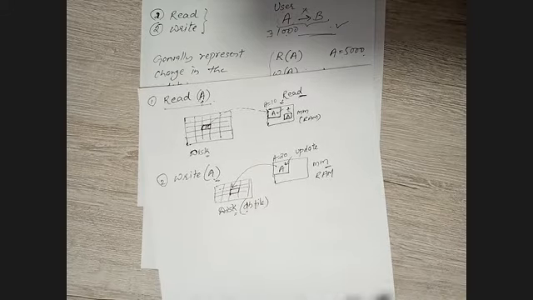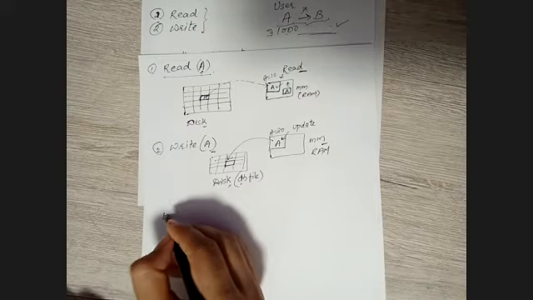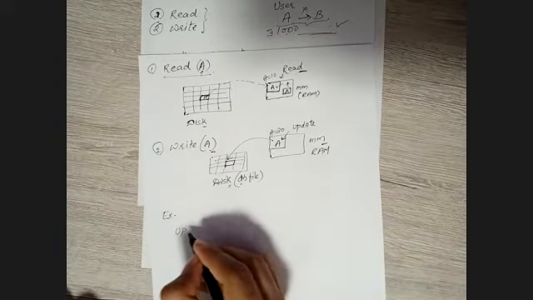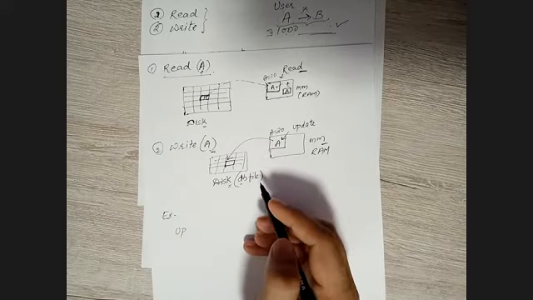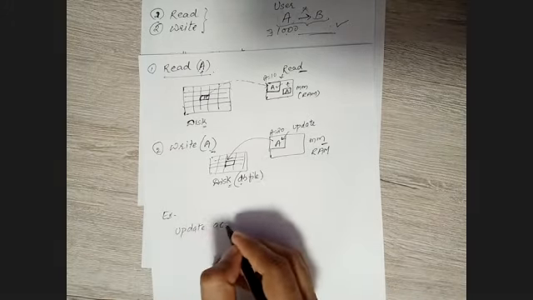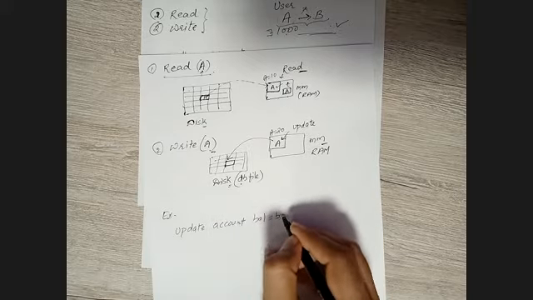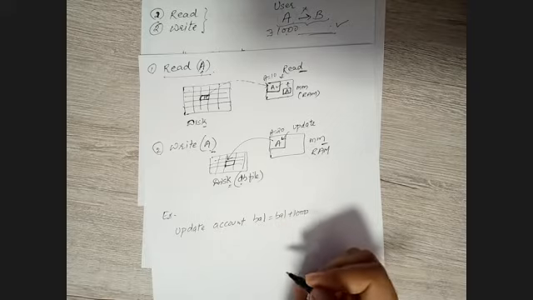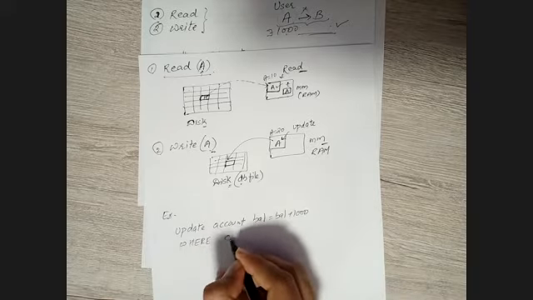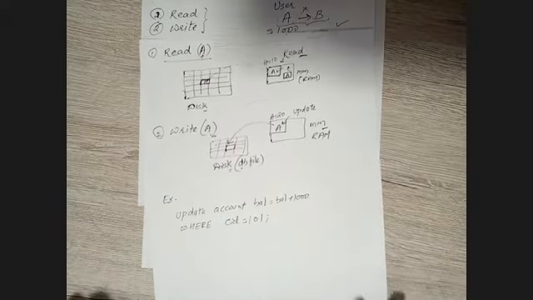Understand, read and write are basically input output instructions. Example: if you remember in structured query language, we perform some updation. For that, we can write a query. For example, we want to update account with balance, balance equals balance plus 1000, where, let's say, customer ID CID is 101. Let's say this is some query over there.